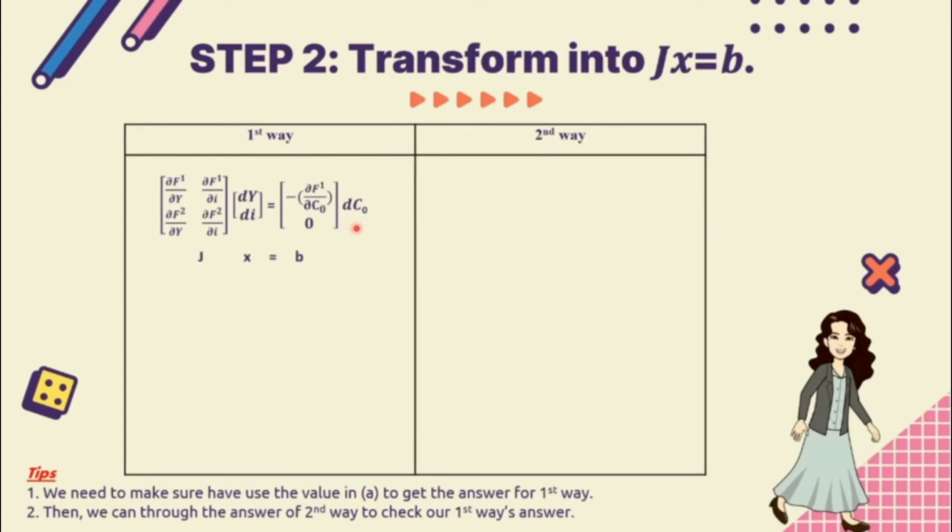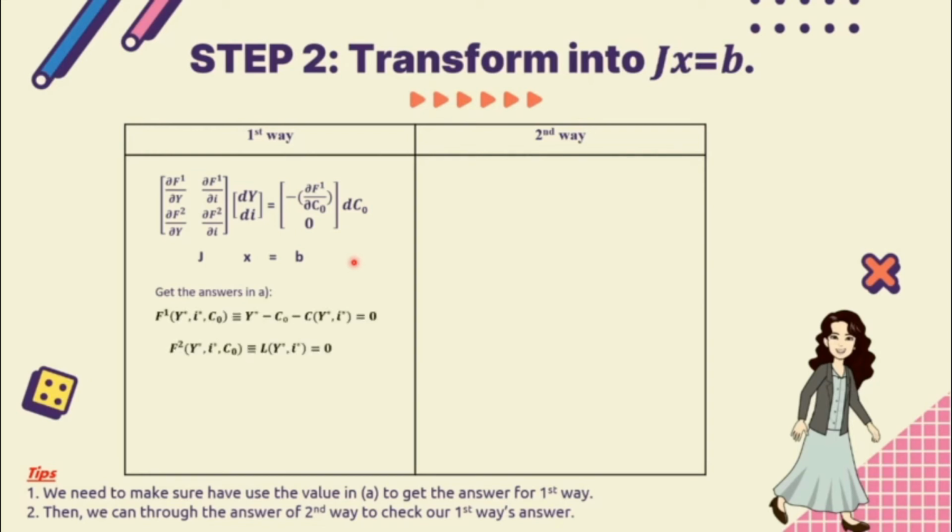Remember, the dC now must be outside of the B matrix. Next, we will get the answer in the arrangement. Remember, just add the final answer without the dy, di, and dc naught. At that time, we need to reference the answer in the arrangement.